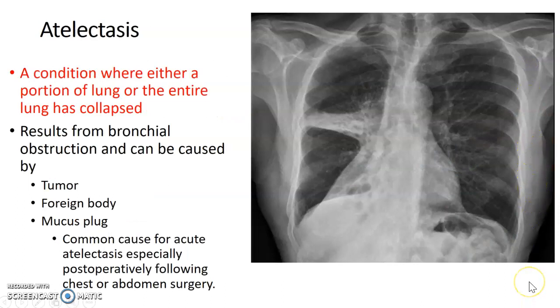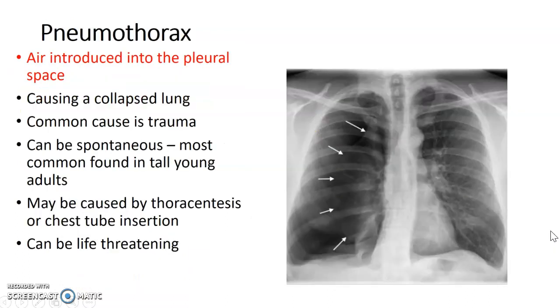Atelectasis. I know you guys know this one by now, but we're going over it again. Condition where either a portion of the lung or entire lung has collapsed. Results from a bronchial obstruction. Can be caused by a tumor, foreign body, mucus plug. It usually has this linear appearance going across the lung here. So kind of horizontal, right?